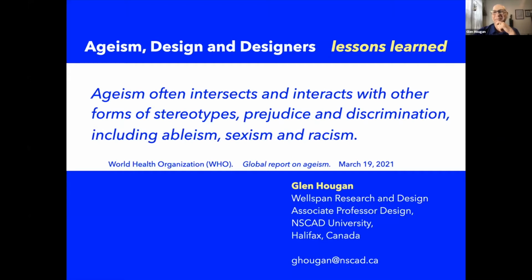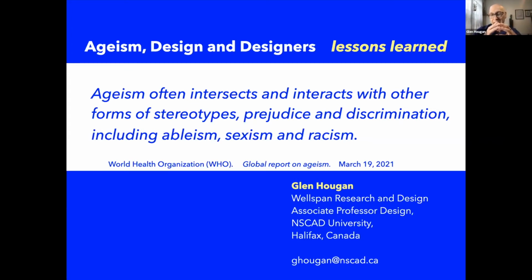How's that? Perfect. So it's a little bit about design and designers and ageism, and a little bit of the journey I've taken over the last 10 to 15 years and some of the lessons I've learned. I should have said lessons I'm still learning. But I think this is probably the biggest one, and so apropos for this conference: ageism often intersects and interacts with other forms of stereotypes, prejudice and discrimination. It's really connected with ableism, sexism, and racism. And all of these connect in terms of health outcomes for certain groups of people as they get older.